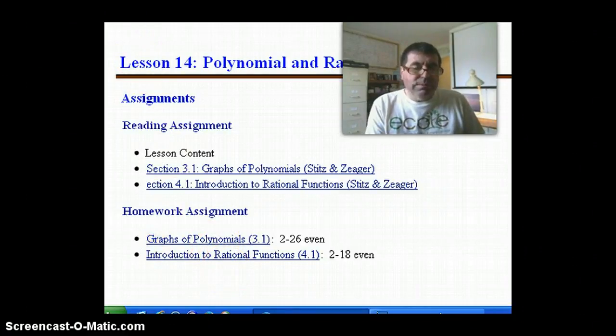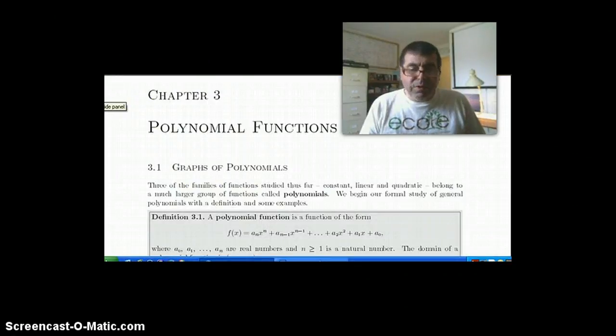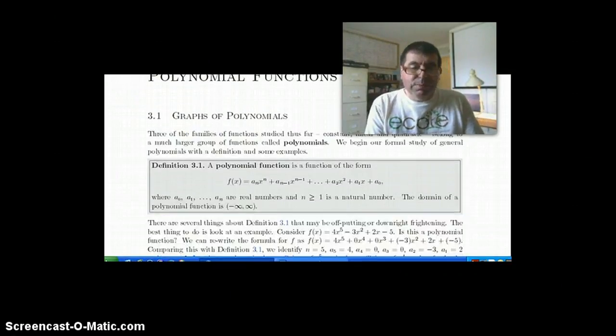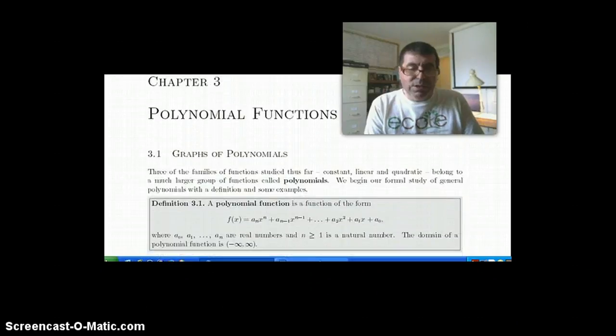Hope that helps you. All right, here's a little bit of the first reading. Of course, we're talking about chapter 3 in this other book, but polynomial functions is the gist here.